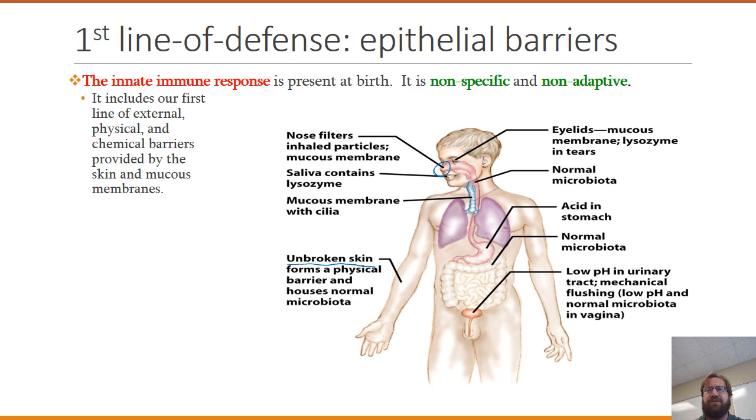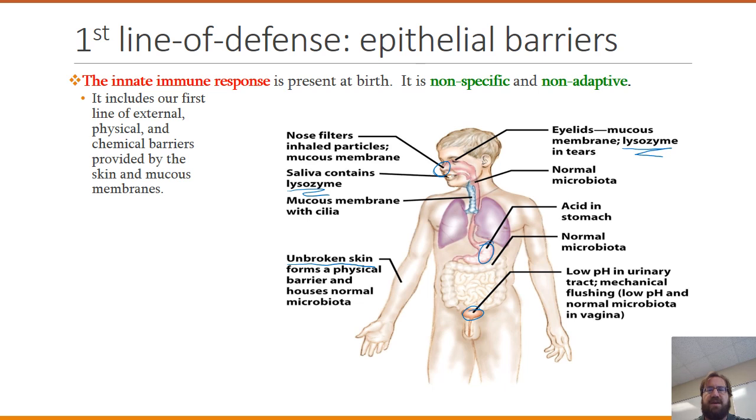Your eyelids serve as a physical barrier, but they also contain an enzyme called lysozyme. To lyse something is to break it apart, and so it's an enzyme that tries to break apart bacteria. That same enzyme is found in your saliva. Then there are other chemical barriers. Stomach acid and acid in the urinary tract both make for a very uncomfortable environment for most microbes to grow in.